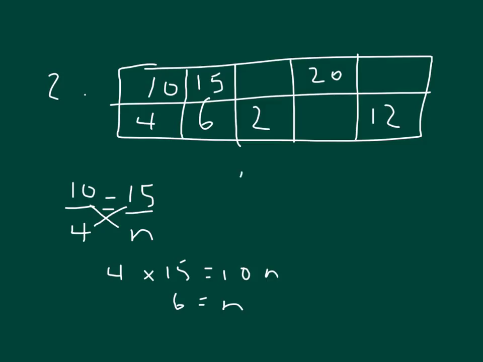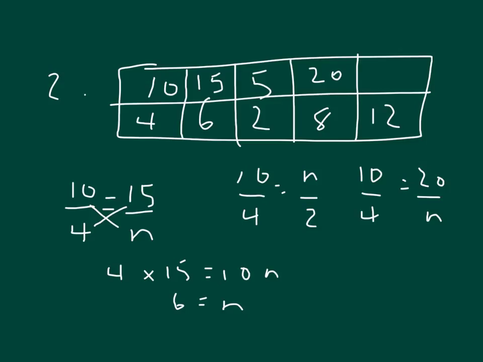Then you could say 10 to 4 equals what to 2? You could use equal fractions here, because you can see that if you cut 4 in half, divide 4 by 2, you get 2, divide 10 by 2, and you get 5. Then you could say 10 to 4 equals 20 to the number you're looking for. You can double 10 to get 20, double 4 to get 8. Or you could use cross products either way.